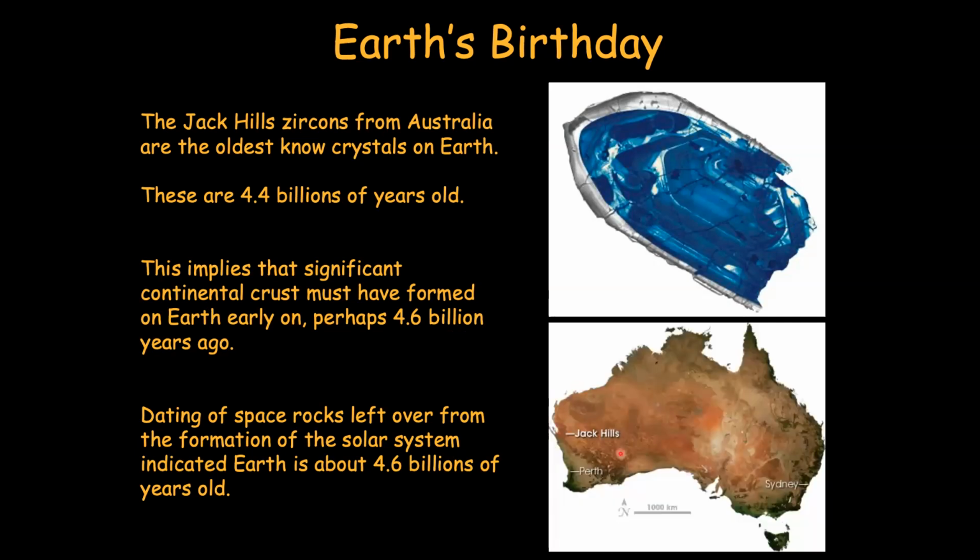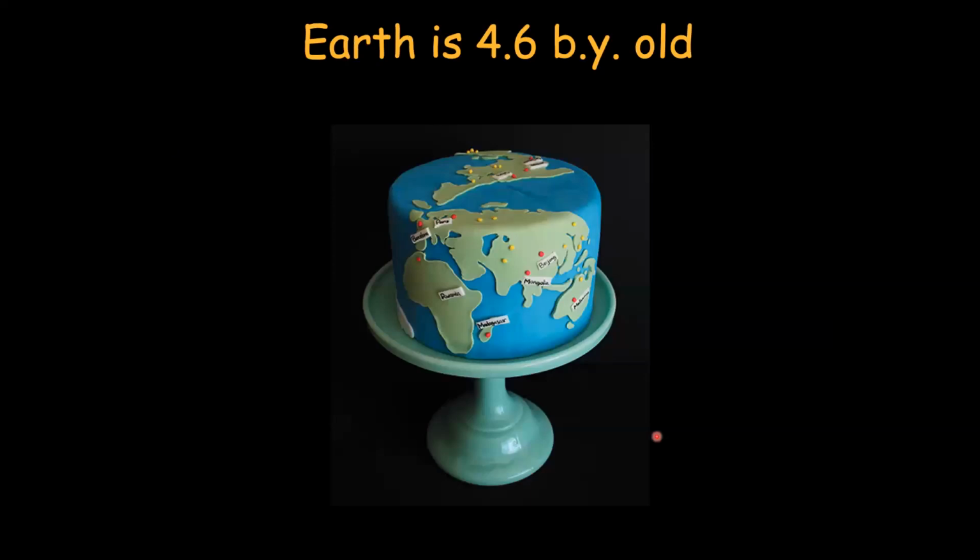So these crystals are from Jack Hills in the western part of Australia. Now there's also evidence from dating space rocks left over from the formation of the solar system that indicate that Earth is about 4.6 billion years old. With all this evidence, Earth's birthday is considered to be at 4.6 billion years ago. That's how old is our planet.